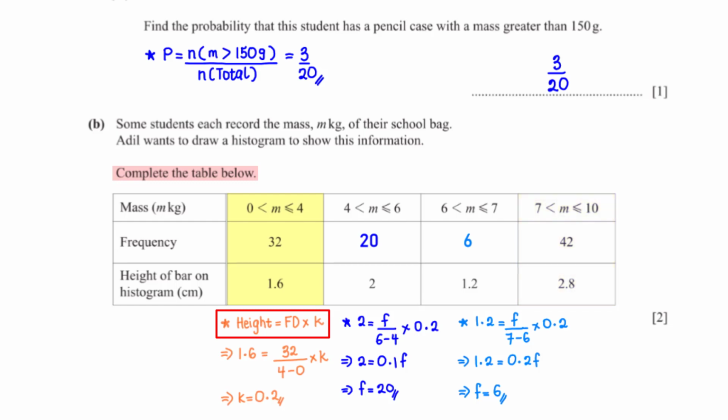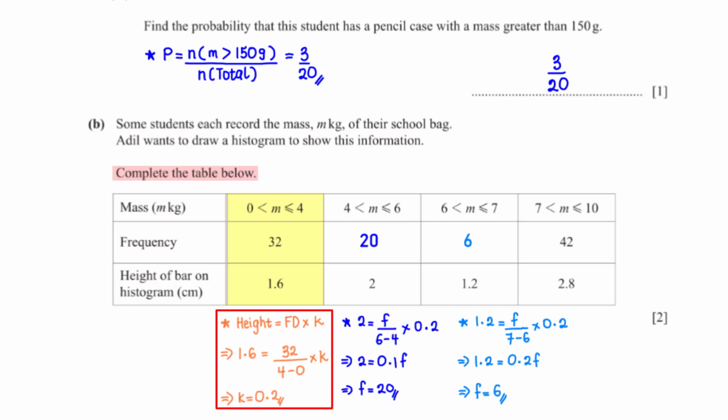We are going with this set. In this case, the height is 1.6 centimeters. The frequency density is equal to the frequency, which is 32, divided by the interval width, which is 4 minus 0. When we make k the subject, we get k equals 0.2.